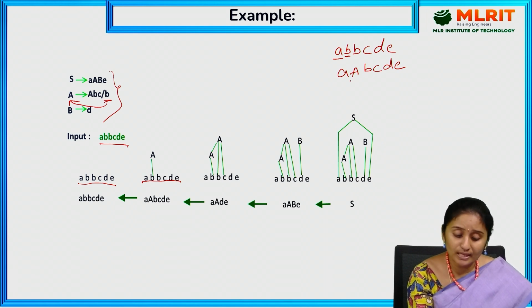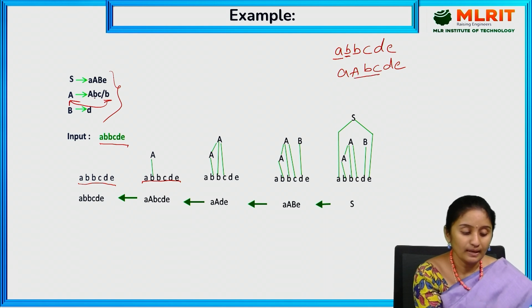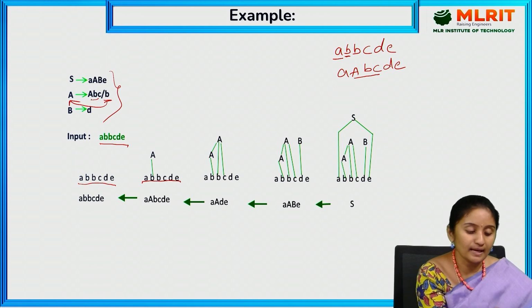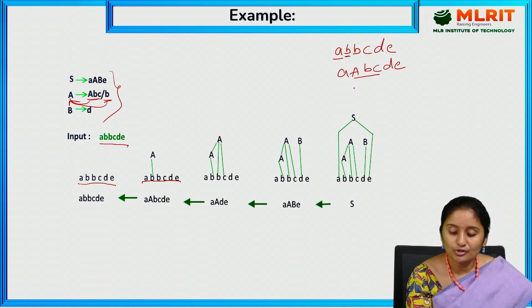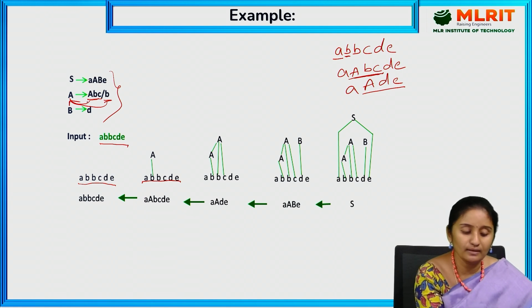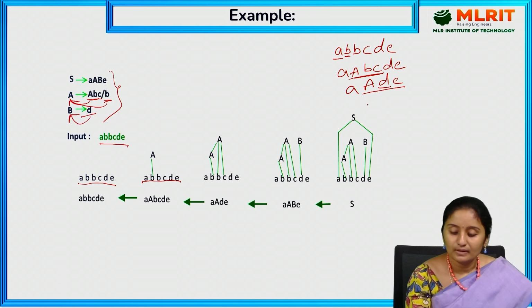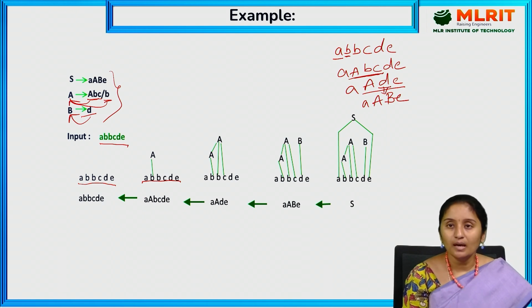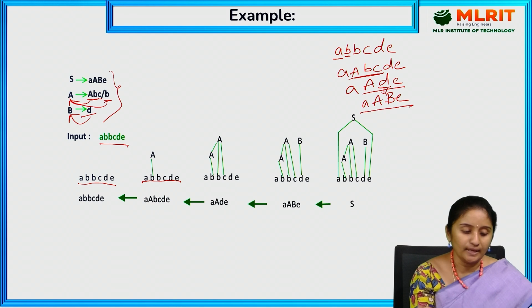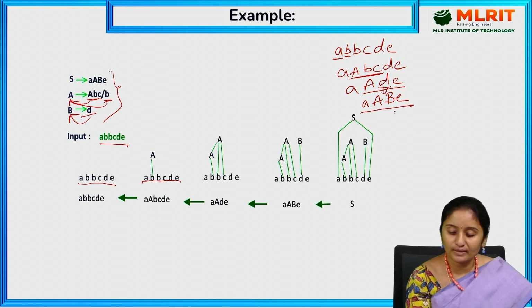Can I replace this now? A B C, the substring, I can handle. Yes, I can handle A B C with the help of A. So now we are going to replace or handle A D E. Is there any substring A D E in the production? There is no production. Can I handle D? Yes, I can handle D with B. So A B E. This D is replaced with the B non-terminal. Now A B E: is there anything? Yes, I can find it, and it is the start symbol.